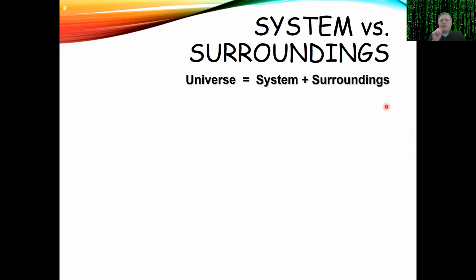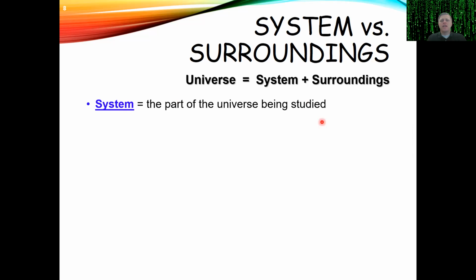So we have our system, then we have everything around our system, which is our surroundings. If you take your system and add your surroundings together, that gives you the universe. Now we are not part of the system, we are part of the surroundings. So the system is the part of the universe we're studying, and the surroundings is everything else.